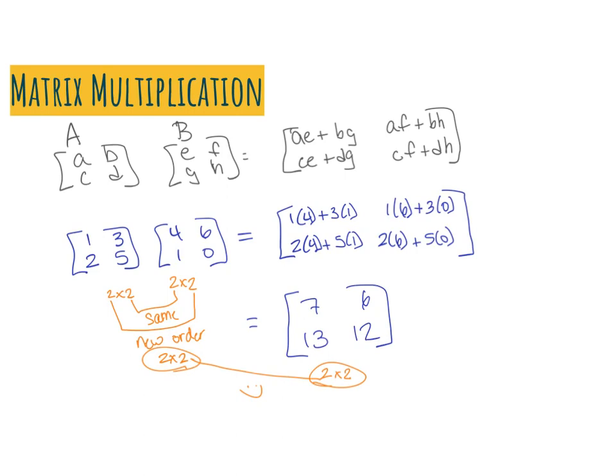Let's try another example. I'm going to have matrix C, and I'm going to say matrix C is 4, 2, 1, and 3. And I'm going to have matrix D, and I'm going to say matrix D is 1, 2, 3, 4, 0, 2, -1, and 6.